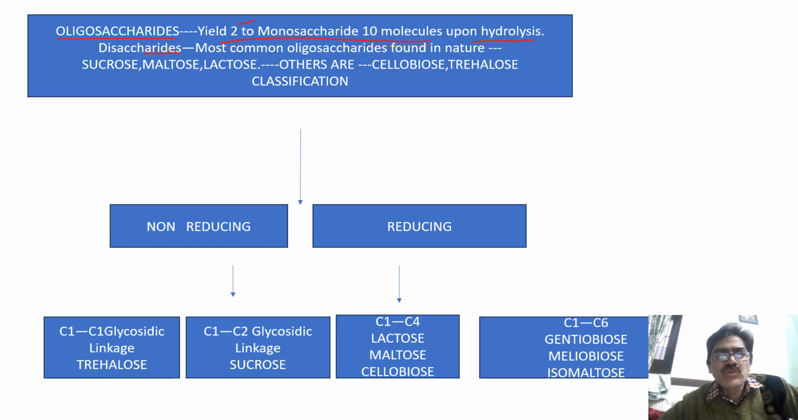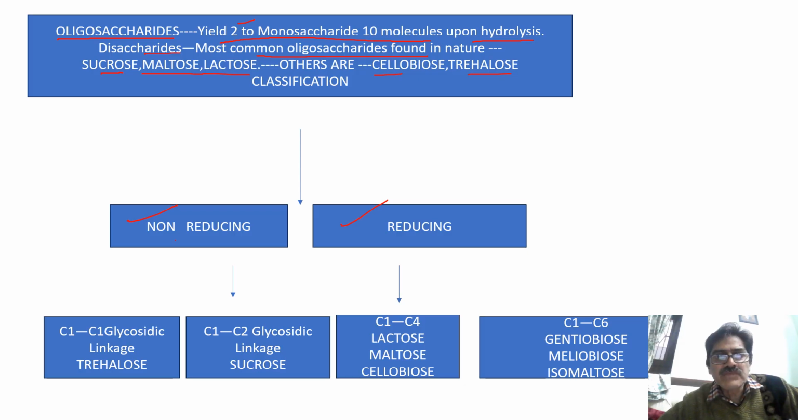Now we have most common disaccharides present in nature, that is sucrose, maltose and lactose. There are other disaccharides also such as cellobiose and trehalose. So we can say disaccharides are the most common oligosaccharides found in nature. Now they can be grouped into two classes, non-reducing and reducing. So we have non-reducing disaccharides and reducing disaccharides.